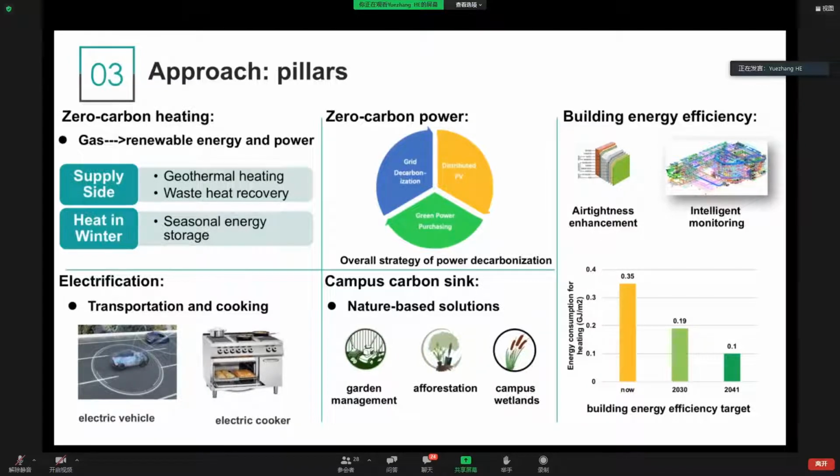We also need to develop a wastewater recovery system and a seasonal energy storage system to improve our efficiency and meet our need. The second pillar is zero carbon power. We have three strategies. These are grid decarbonization, distributed solar power, and green power purchasing. The third pillar is building energy efficiency. Through technique enhancement and intelligent monitoring, we set a target for Tsinghua University to improve its building energy efficiency. The last two pillars are electrification of transportation and cooking, and using nature-based solutions to manage our campus carbon sink.